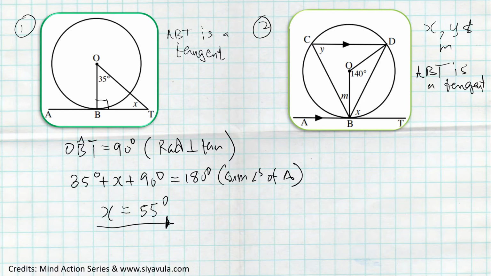That ABT is a tangent, or O is the center of the circle, and all those kinds of things, right? They also tell us that AT is parallel to what? To CD, as we can see in the diagram. So now we have to calculate the value of x, the value of y, and the value of m. Okay, so how can we calculate it?